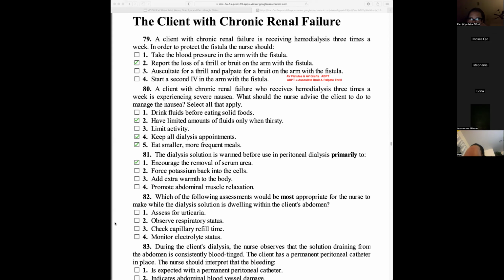Can you warm the dialysis solution in a microwave? No. No. No. So remember, that's never going to be the answer for your exit or for your NCLEX. You don't use a microwave to do things.